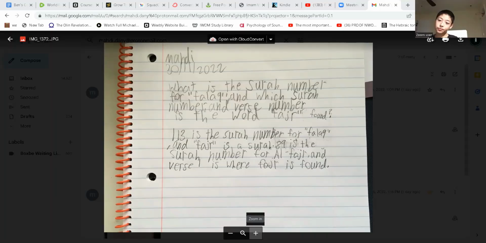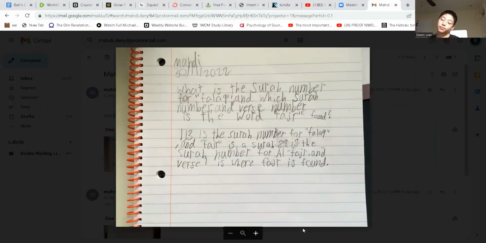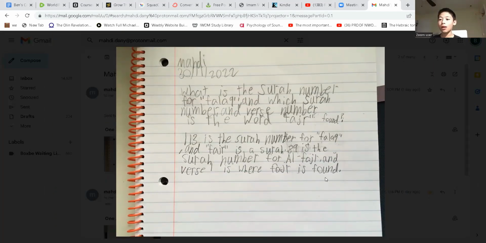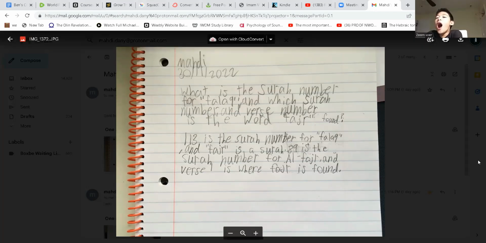Here we go. Let's start with all of that wonderful homework you sent me. We begin, Bismillah ar-Rahman ar-Rahim. So we're going to begin with the homework related to the word Falaq and what number surah that is, and also where the word Fajr is found in the Quran. Read whenever you're ready.